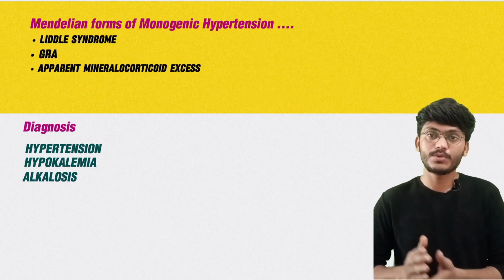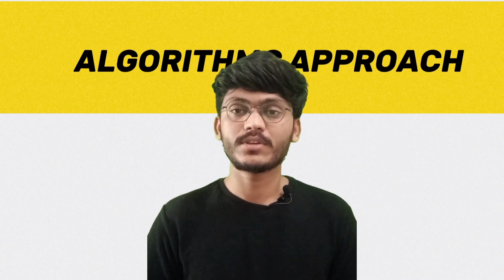So to rule out all these causes, you should do genetic testing. So this is a simple and complete algorithmic approach to secondary hypertension in pediatric patients.